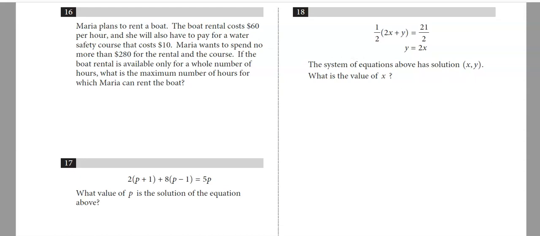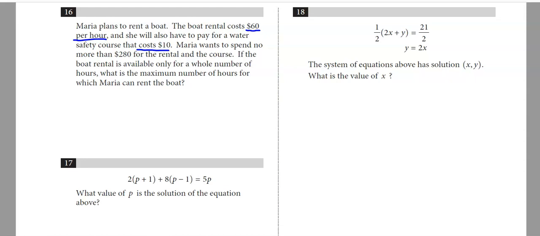All right, let's take a look at number 16 here. Maria plans to rent a boat. Boat rental costs $60 per hour. She's also going to have to pay for a water safety course that costs $10. So you always want to identify, this is a linear situation where you have some upfront cost that doesn't depend on the hours, and then you have a price per hour. It's almost like a slope intercept problem. But she wants to spend no more than $280.